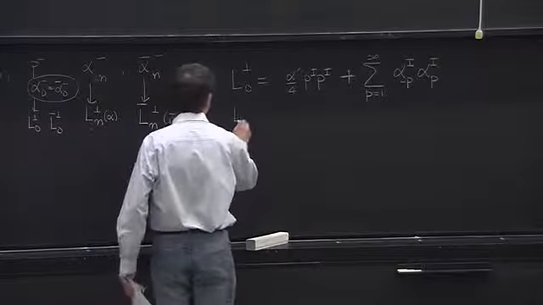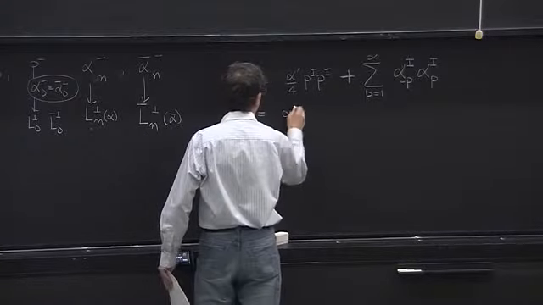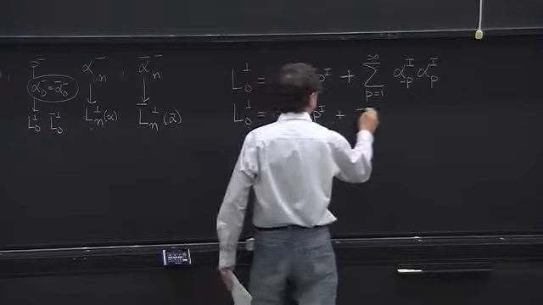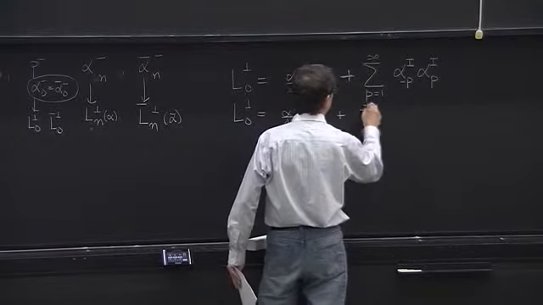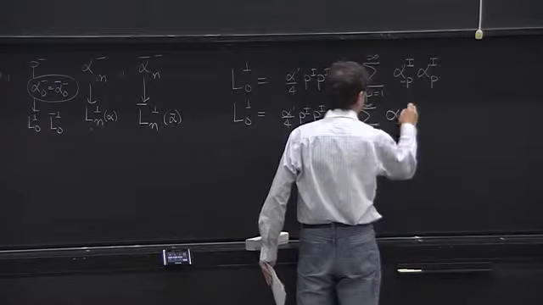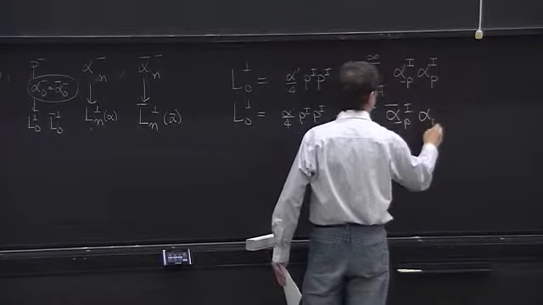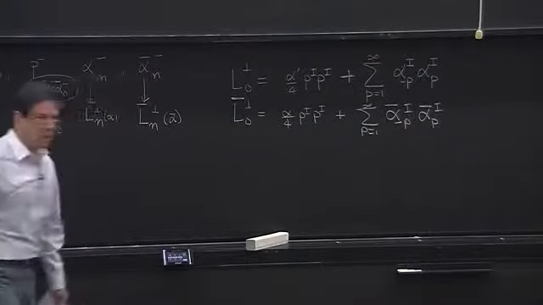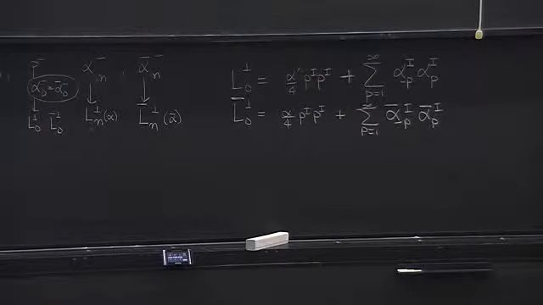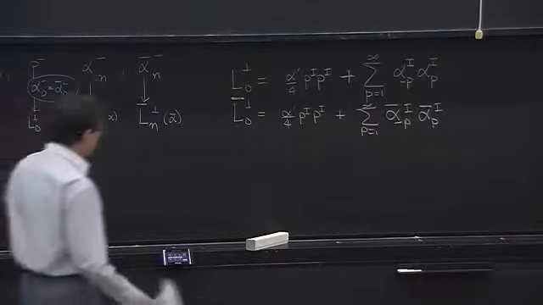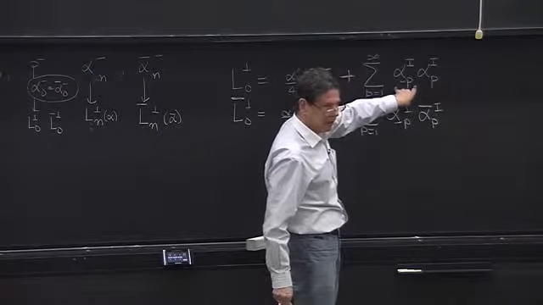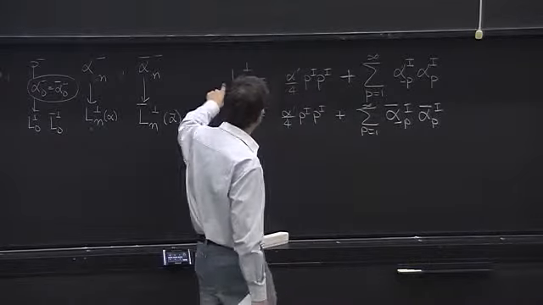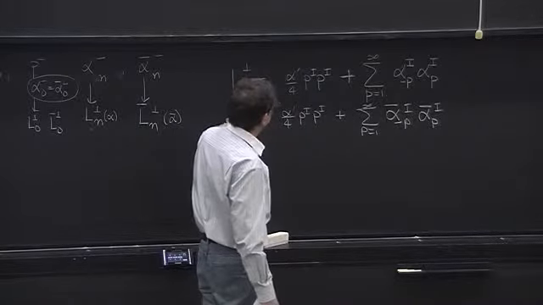But now you have L0 bar perp equal to alpha prime over 4 p squared plus the sum from p equals 1 to infinity of alpha minus p bar alpha p bar. And this operator looks completely different from the first operator. This involves these oscillators, the right movers. This involves the left movers. This is L0, the formula for L0, and this is L0 perp.